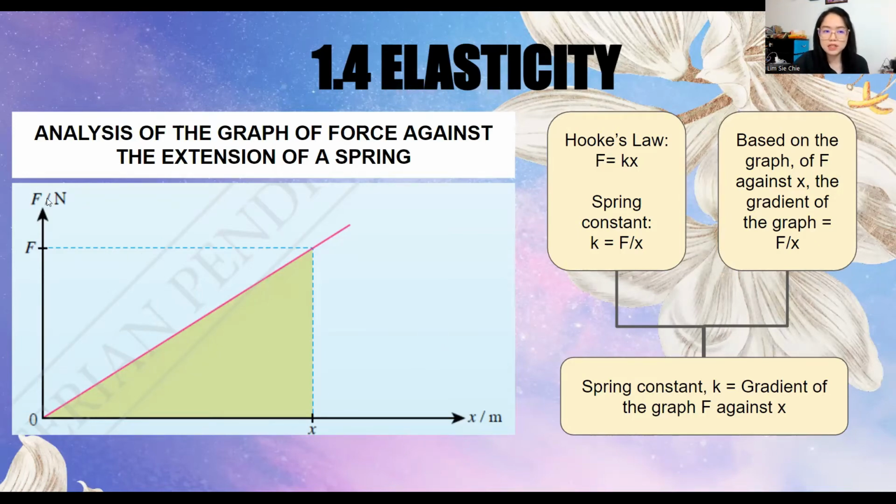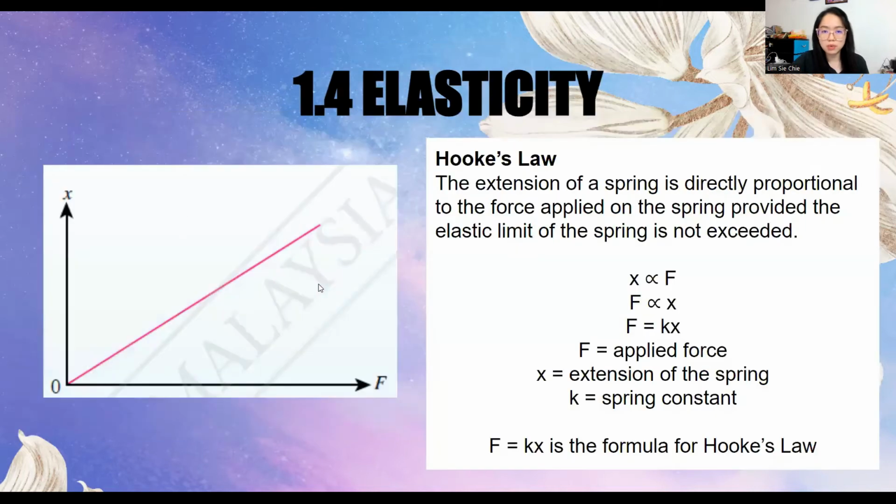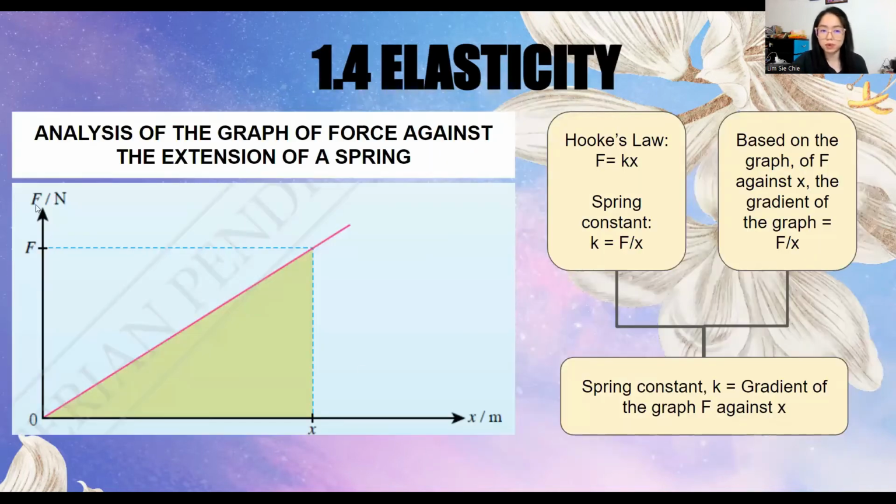If you look at this graph, this is actually an F against X graph. Just now we were looking at an X against F graph, right? Now I'm going to tell you about the F against X graph. What do you know just now? Hooke's law is F is equal to Kx. To find the spring constant, K is equal to F over X. How do I get this? I bring the X to the other side, I get F over X. Am I right? Based on the graph, I have to find the gradient. How do I find a gradient? The gradient is y divided by x, y-axis divided by x-axis. So my gradient is F over X. So when I combine them together, I know that the spring constant is equal to the gradient of the graph when F against X.